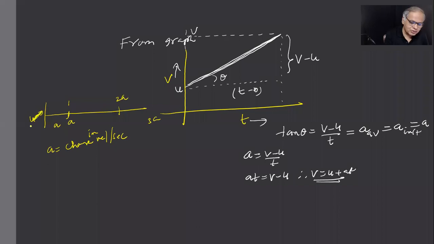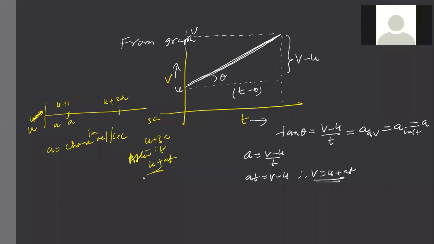U is not 0. U equals something there. So it is u plus a, then u plus 2a, after some time u plus 3a. After t, it is u plus at. That's a simple way of understanding it. A is change in velocity by time when you write. A is changing velocity per second only, isn't it so?